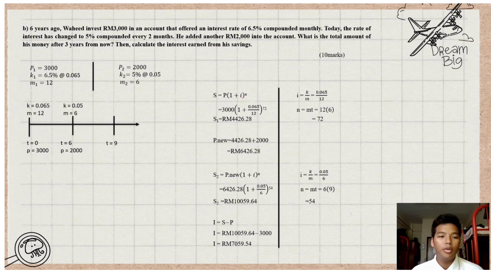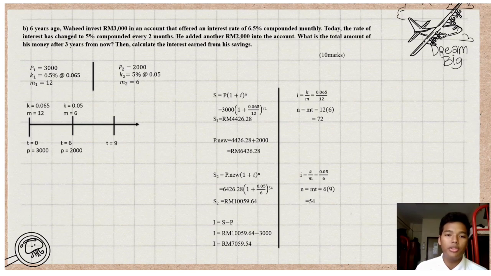Hello, my name is Muhammad Aslam and let's go through question 2B. 6 years ago, Wahid invested 3,000 in an account that offered an interest rate of 6.5% compounded monthly. Today, the rate of interest has changed to 5% compounded every 2 months. He added another 2,000 into the account. What is the total amount of his money after 3 years from now? Then calculate the interest earned from his savings.